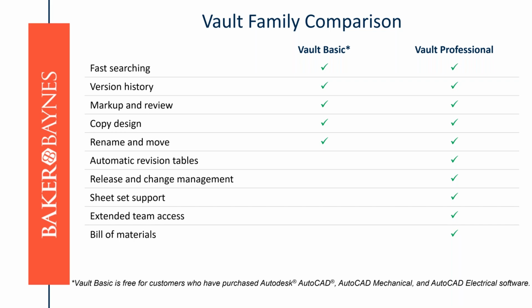You get many of the core PDM capabilities in Basic. So searching, versioning, markup, copying design, file naming, and that is for Vault Basic. Professional adds on some additional capabilities for revision tables, release and change management, sheet sets, giving extended team members access, and bill of materials. Like you can see, Vault Professional ticks all of those boxes, but if you don't need that many boxes ticked, you can go for Vault Basic as well. Just remember, Vault Professional is a separate program that you need to buy separately, right? Vault Basic comes with AutoCAD Mechanical, Electrical, and the normal AutoCAD as well.